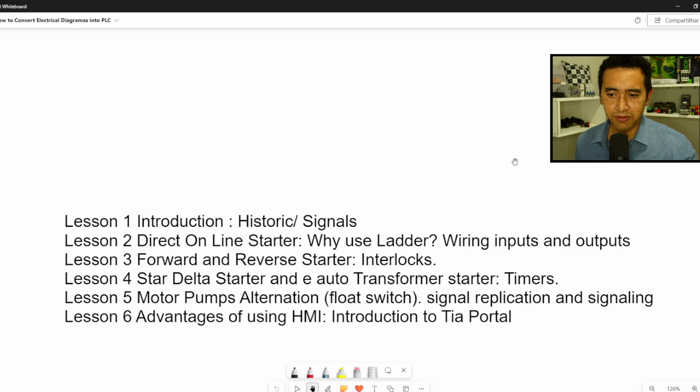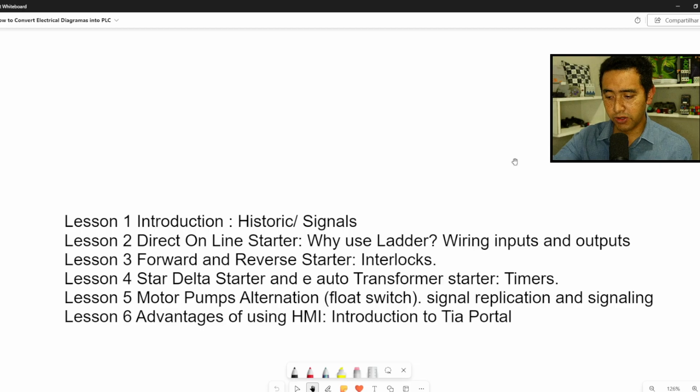Lesson 3 is forward and reverse starter, or forward and reverse DOL, with motors that can run forward or reverse, as a simple control diagram. But in this lesson 3 we will talk about interlocks. It's very important in PLC logic. Interlocks are one of the most important things when you want to go into logic in ladder. This is something we are going to see in lesson 3.